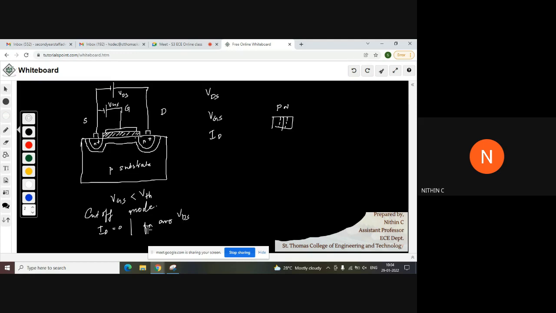For any VDS, because there is no channel. When there is no channel, however much we increase VDS, there won't be any flow of electrons through this. There won't be any flow of electrons from source to drain. That is the first mode, that is cutoff mode.